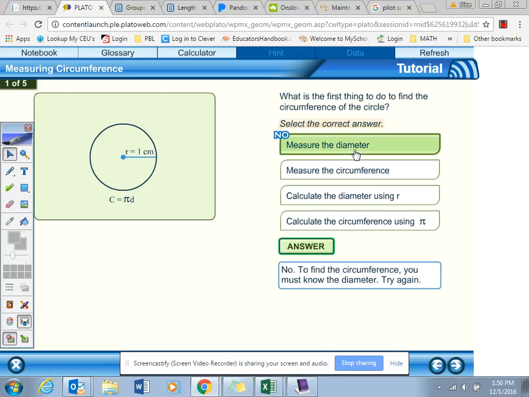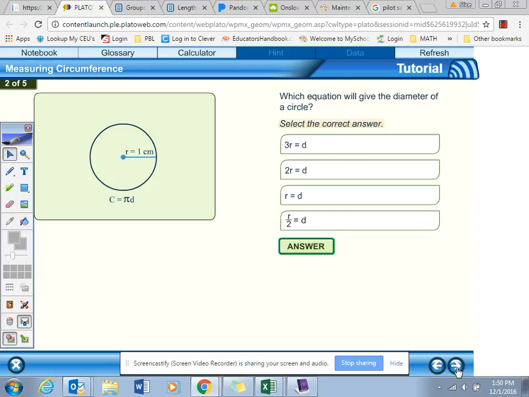Now I wouldn't disagree with that, but calculate the diameter using r. I see why you said that. I would say that's right as well, but using the r to find the diameter is a more descriptive way to say it.